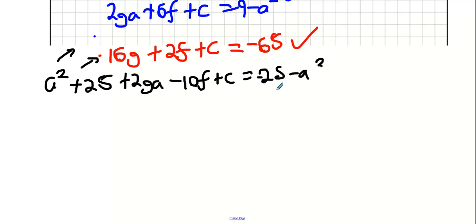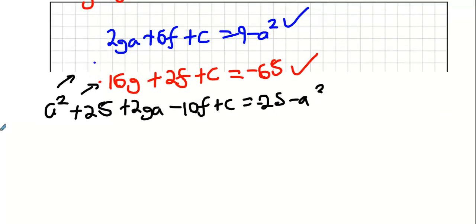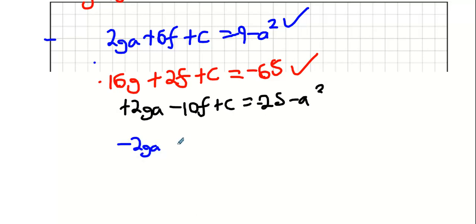I think I have an idea. Here's my idea. Ready for my idea? What I think we're going to do is the blue one and the black one are the most similar. What do I mean by that? It has the 2ga and it has the a squared, doesn't it? So what happens if I multiply the blue one by minus 1? Minus 2ga minus 6f and minus c. The minus 9 turns to a plus 9, and the minus a squared turns to a plus a squared.